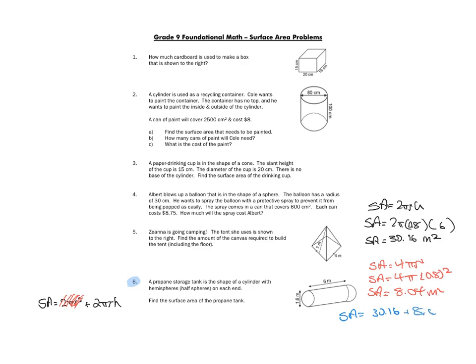30.16 plus 8.04 gives us 38.20 meters squared. That's the surface area of the propane storage tank in number 6. Always remember your units. And that's how you do this question.